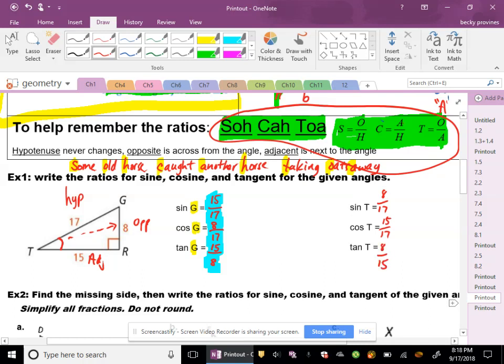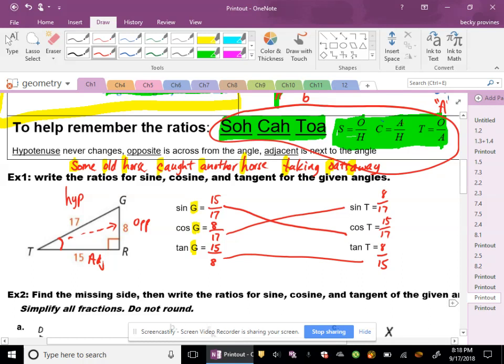Now, there is a pattern to this. When you're finished, you can know if you have this correct. So whatever the sine was of the first one, if you look down here, it's really the cosine of the other angle. So notice they're both 15 over 17. Now notice that those two are the same. They're both 8 over 17.